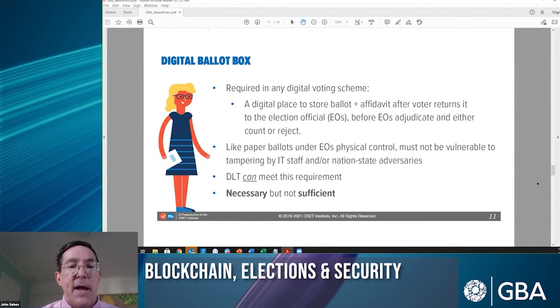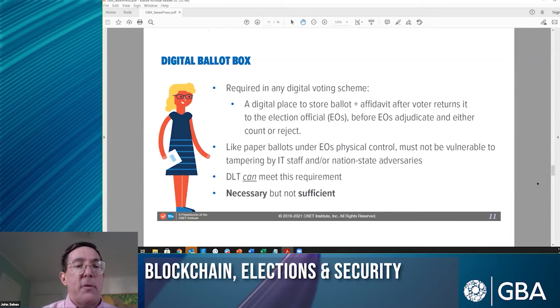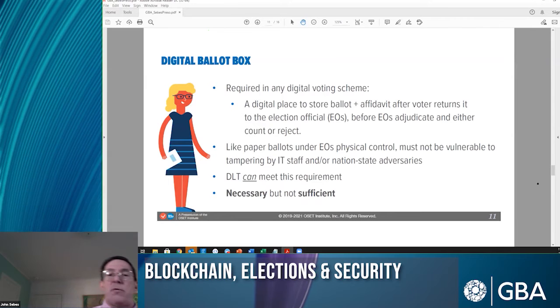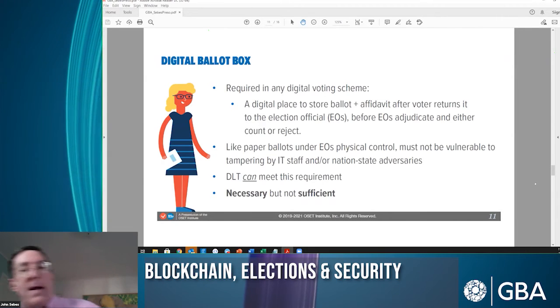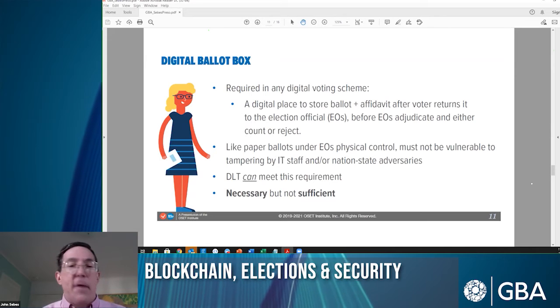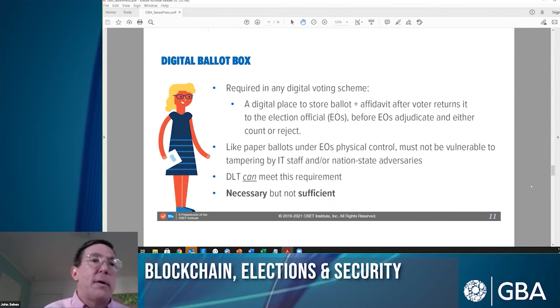Because today we have this problem. Digital ballots, like paper ballots, have to be under the election official's physical control. They can't be vulnerable to tampering by IT staff or nation state adversaries. If we did without this type of data protection.